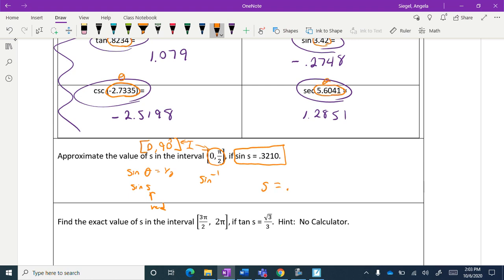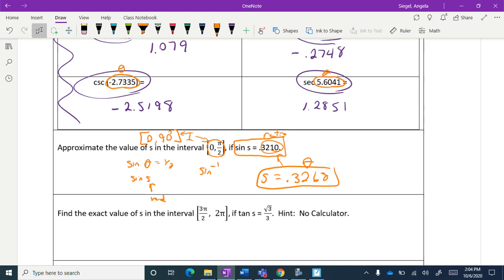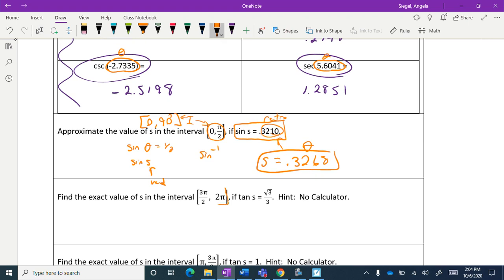I'm stressing that because it's kind of weird. I'm going to round it to 4 decimal places: it's 0.3268. So look how close it is to that, but never lose sight of the fact that this is your angle measurement and this is the ratio of opposite over hypotenuse. Okay, so think about which quadrant this is going to be in.